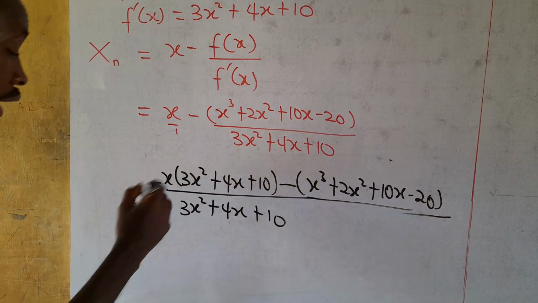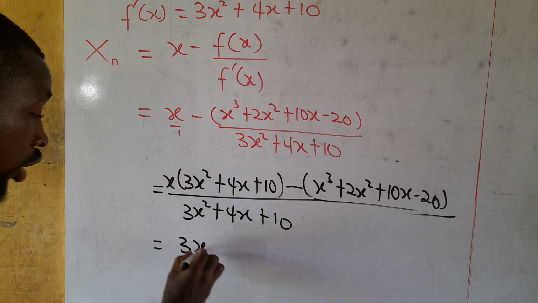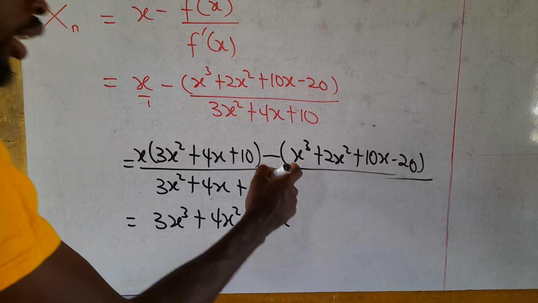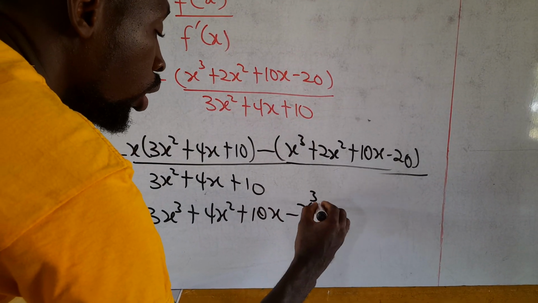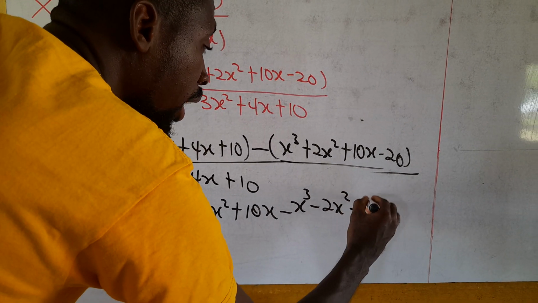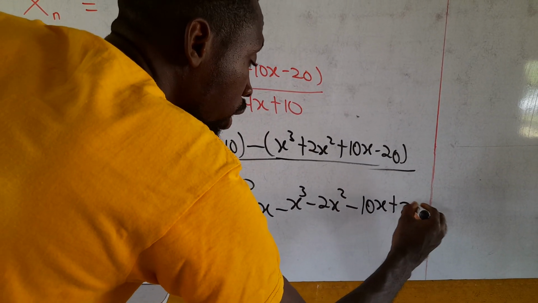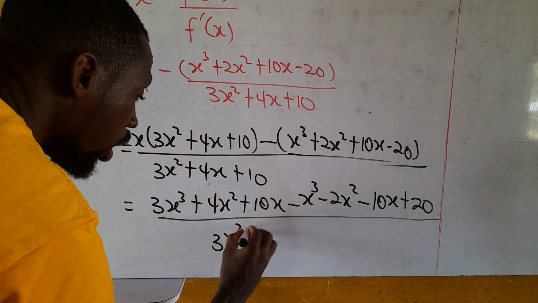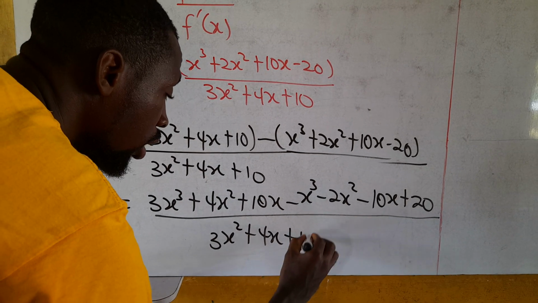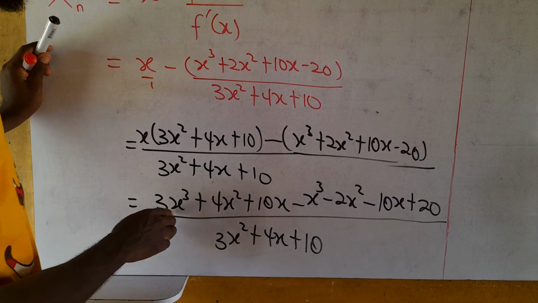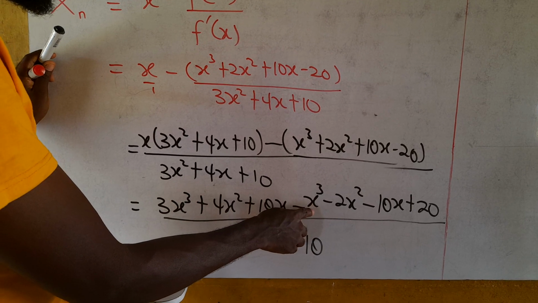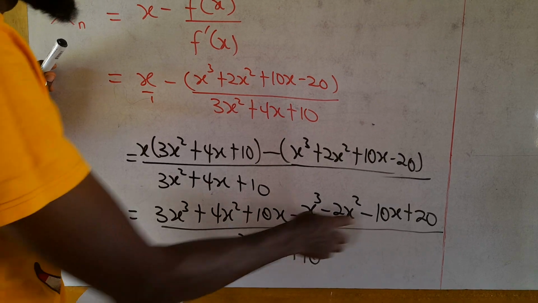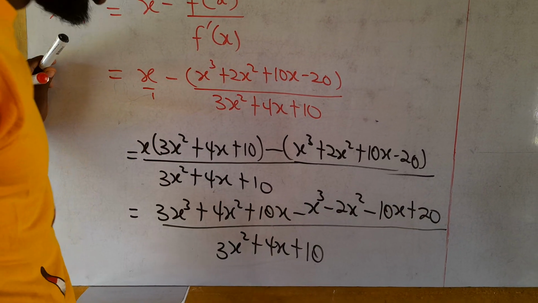So we let this multiply this. We have 3x cubed plus 4x squared plus 10x, then minus x cubed minus 2x squared minus 10x, then plus 20, all over 3x squared plus 4x plus 10. So look at this. 3x cubed minus x cubed will give us 2x cubed. 4x squared minus 2x squared will give us 2x squared. Then 10x minus 10x will be 0. Then we'll have plus 20 divided by that.